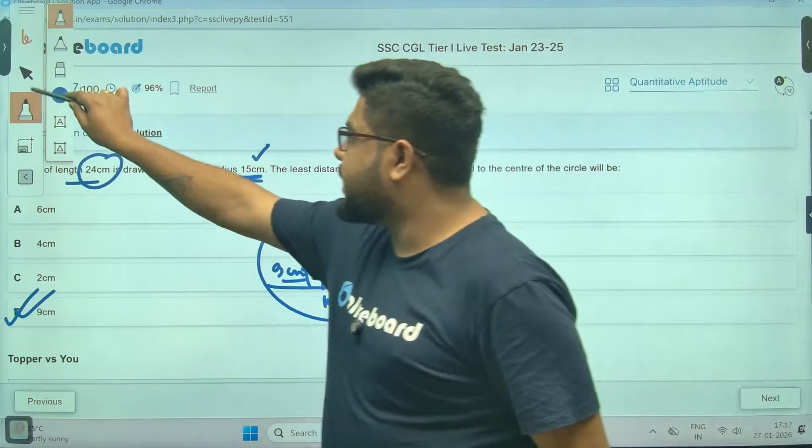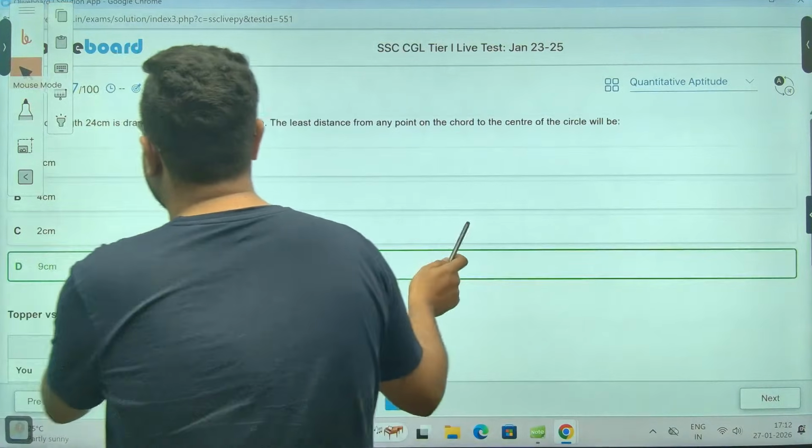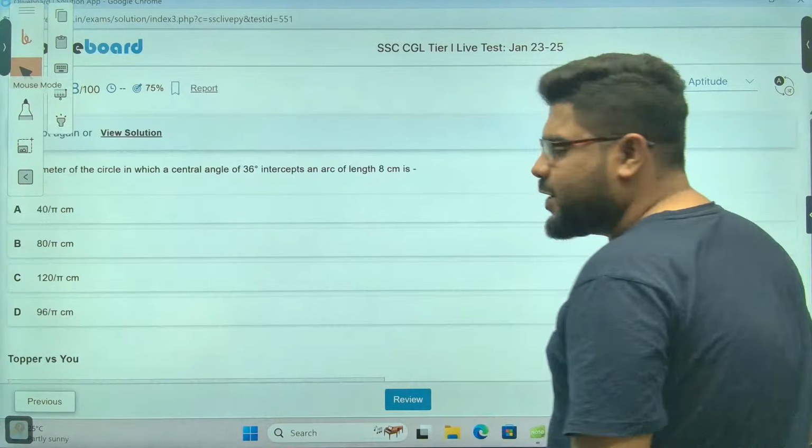Again, 10 seconds, that's all. You don't even need to draw this figure, honestly.